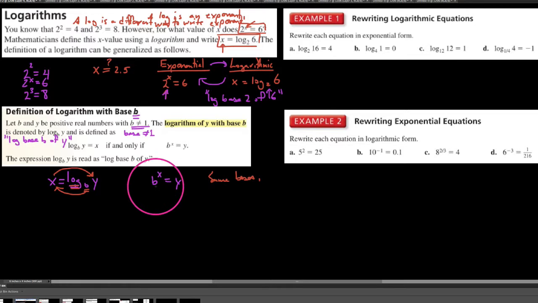Now to rewrite this in logarithmic notation, our base would have to be the same. We took b to the power of something and it turned into y. So b to the power of something turned into y, and what was that power? Well, that power must have been our x. And rewriting it again, we get b to the x equals y.